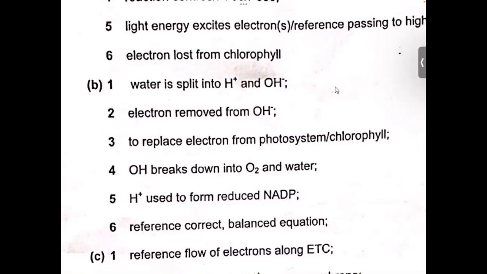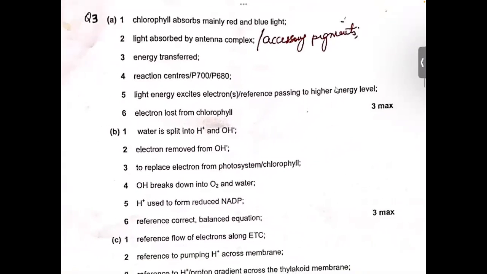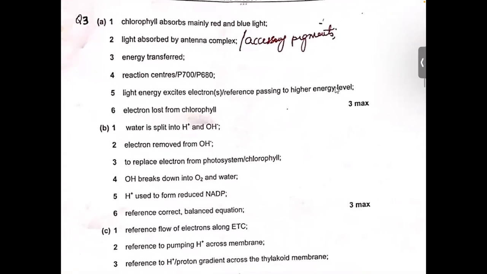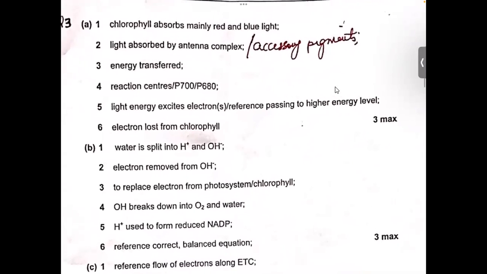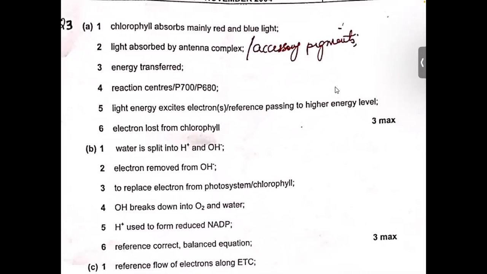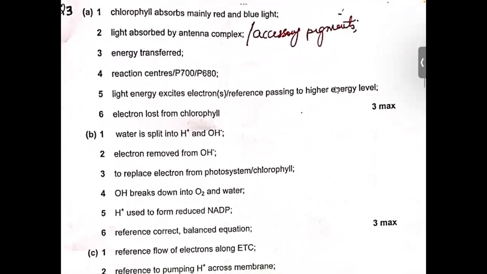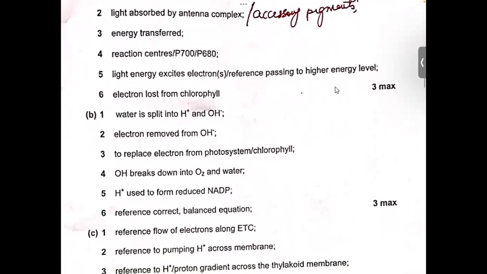Or else I'll do it this way, I'll add it. Yeah, okay. So in the notes, add that water is split into H plus, to be able to then use the electrons that are lost in the photosystem. OH is then broken down into oxygen and water, and H plus is then used to form reduced NADP, and that is pretty much it.